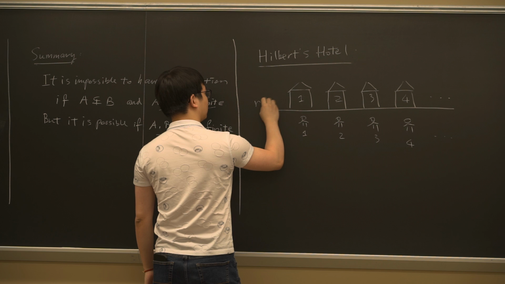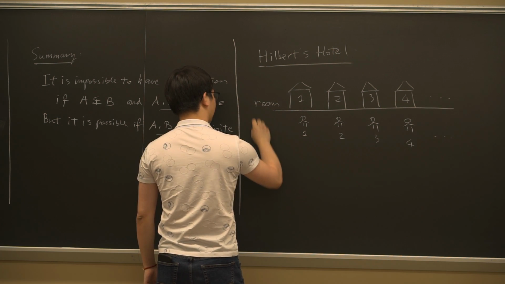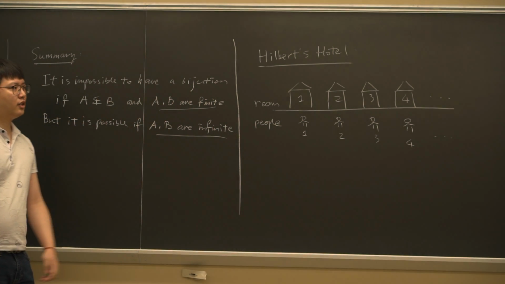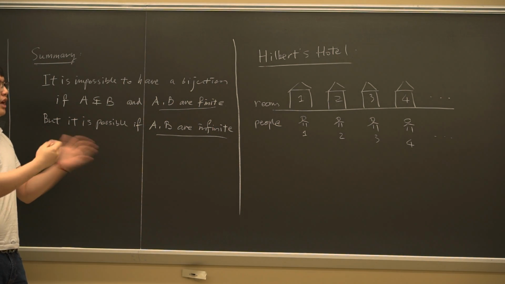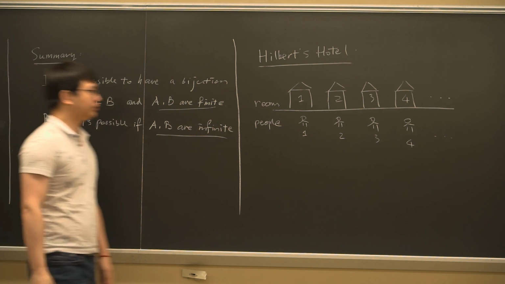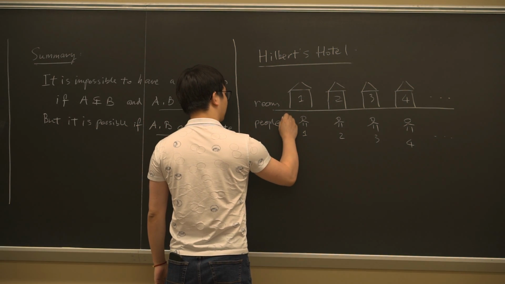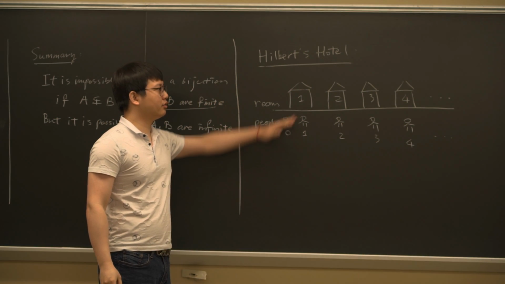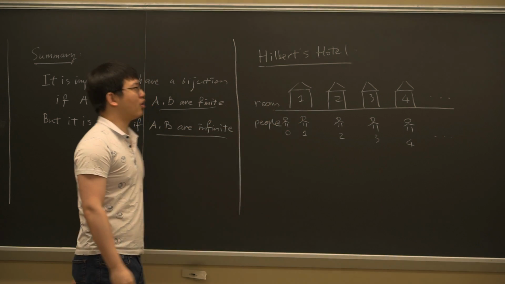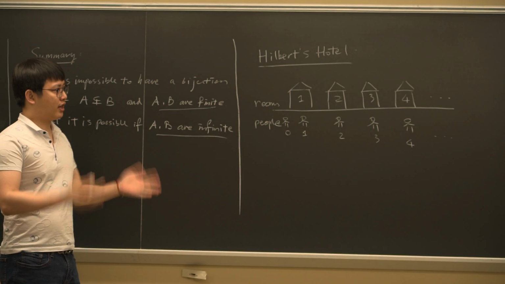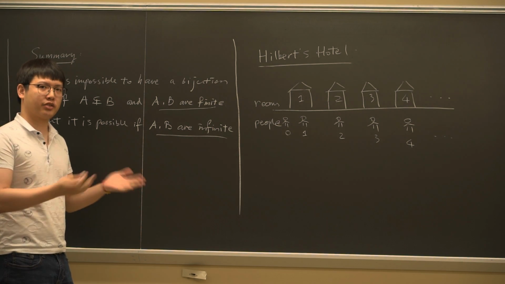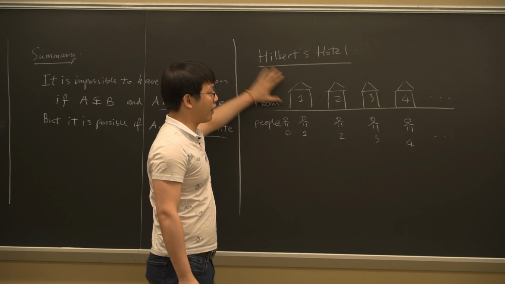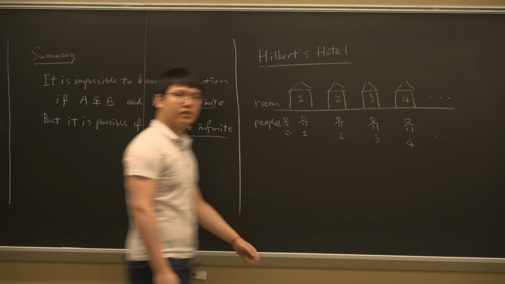Okay, so these are rooms, and these are people. All right, so now here's the problem. Today we have one extra person who is trying to move in, and let's call this person the extra person 0. Is there a way to accommodate this person into the rooms? Well, this is not possible in an actual hotel with finitely many rooms, right? Because all the rooms are occupied, there's no extra room for this person. Well, in the case of Hilbert's Hotel, where we have infinitely many rooms along the street, there's a way to do this.